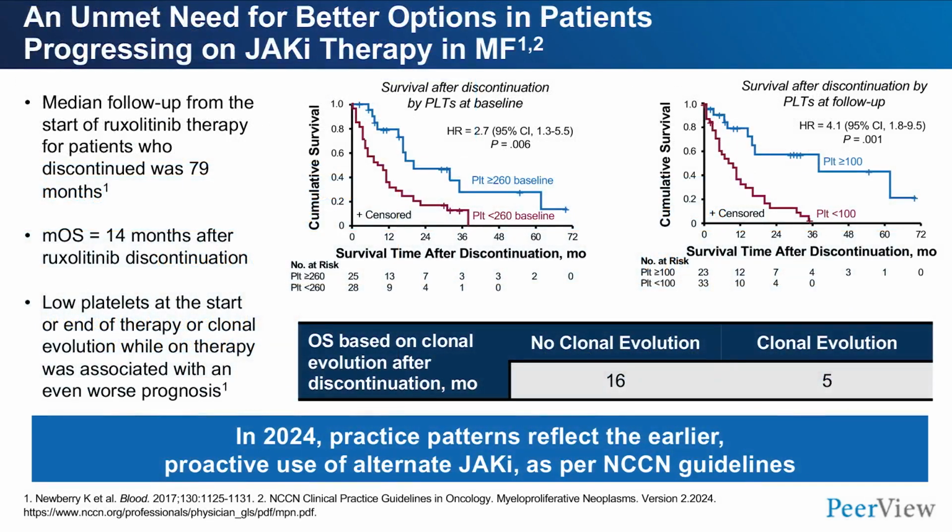As we sat maybe 6 or 7 years ago, we definitely had a need for another JAK inhibitor, and we knew that if we were taking a patient off ruxolitinib, the first approved JAK1 and JAK2 drug, that patients often had a poor outcome. And in this very nice study from Newbury, summarizing the MD Anderson experience, what they saw was that for patients who discontinued, survival after discontinuation was poor, and patients could be stratified both by platelet count at baseline, here you see on the left, and platelet count at discontinuation. Clonal evolution also impacted survival.